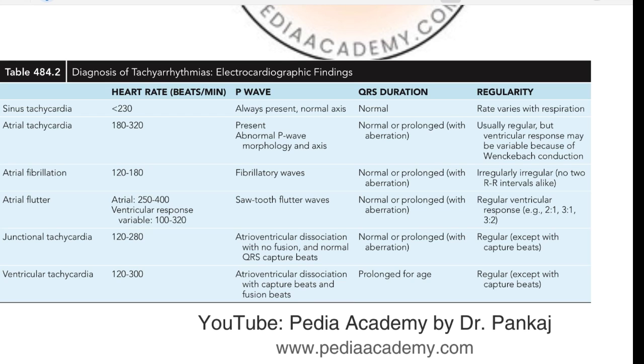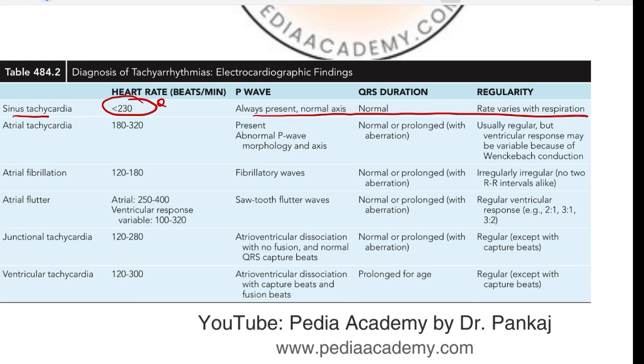Sinus tachycardia: all we know, heart rate should be less than 230. So this value you have to remember. Always P wave will be present, axis will be normal, QRS will be normal, other things will be normal except rate; rhythm will be normal.